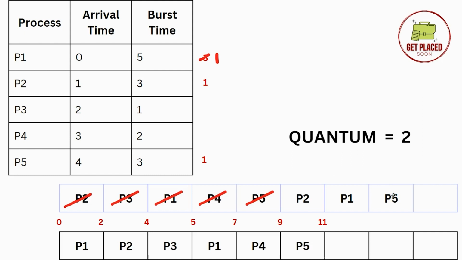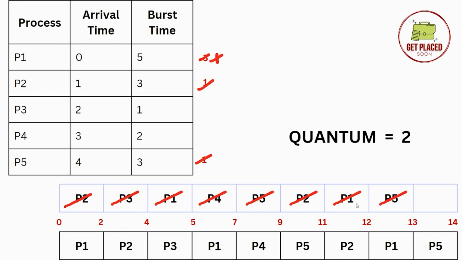Moving ahead, we have P2 in the ready queue. P2, only 1 unit of time is left. Therefore, 11 plus 1, 12, P2 is completed. Next in the ready queue, we have P1 and we also know that only 1 unit of time of P1 is left. Therefore, 12 plus 1, 13, P1 is also completed. Next in the ready queue, we have P5. Only 1 unit of P5 is left. Adding P5 to the execution, 13 plus 1, 14 units of time. So all the processes completed their execution in 14 units of time with the quantum 2.